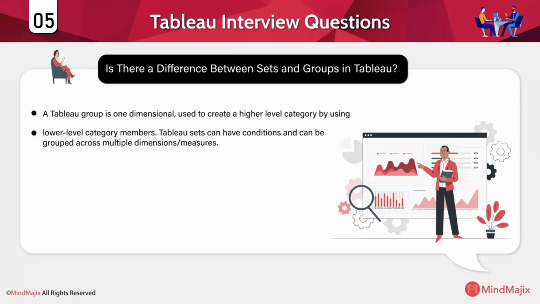Question number 5: is there a difference between sets and groups in Tableau? Sets and groups are both very important in Tableau. First of all, be clear about your views on sets and your views on groups. A Tableau group is one-dimensional and is used to create a high-level category by combining lower category members. Tableau sets can have a condition and can be grouped across multiple dimensions and measures. This is not a very important question. It is a middle-order question, so you just have to give the answer in a light way.